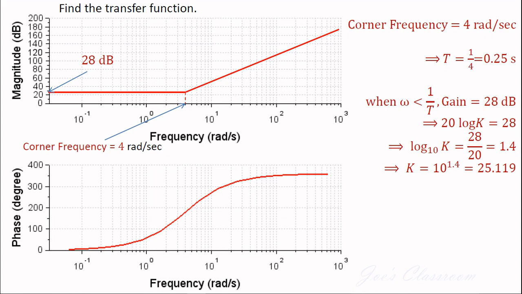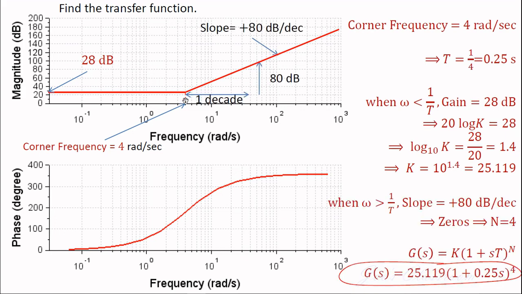So from this you can get the value of K as explained here. And now the remaining parameter to be found is only the value of n. How do you find n? From the slope of this line. From this, move by 1 decade, 4 to 40. See what is the change in the magnitude. It is plus 80 decibels per decade. So n is going to be 4.